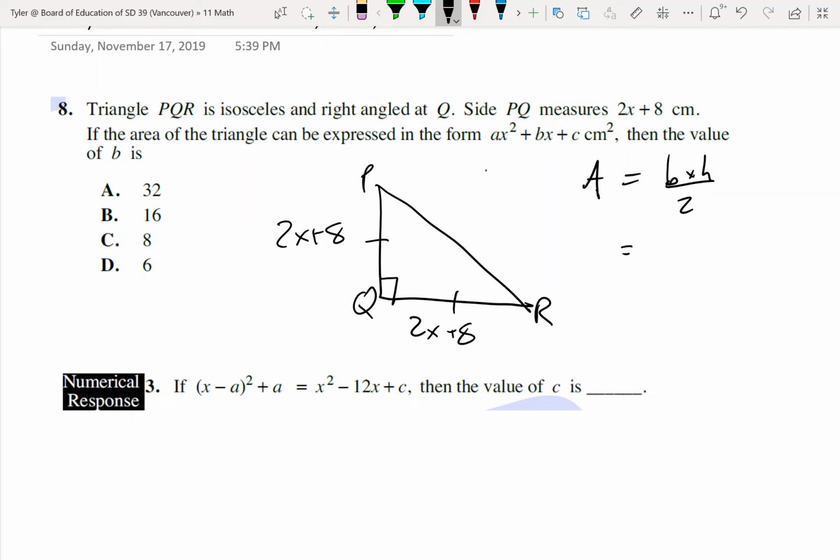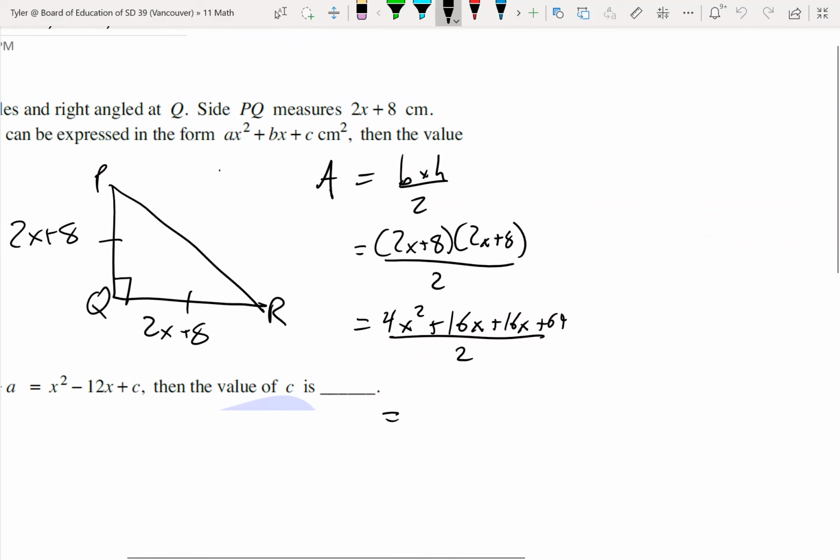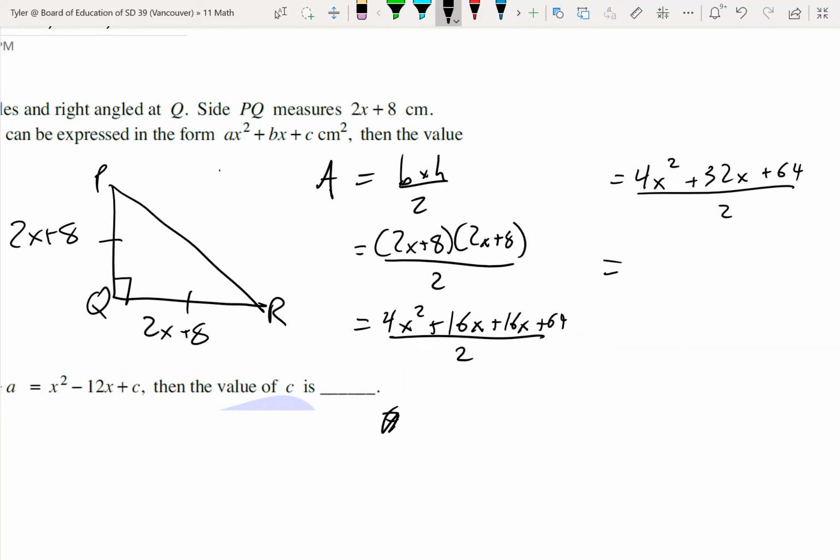Let's sub the numbers in for what we know. Base and height are actually the same. This is the base of the triangle, and this is the height. So it's going to be (2x plus 8) times (2x plus 8) divided by 2. Let's distribute and solve: 4x squared plus 16x plus 16x plus 64, divided by 2. Again, let's collect: 4x squared plus 32x plus 64, divided by 2. I'm going to divide all the terms by 2 to get rid of this, so it becomes 2x squared plus 16x plus 32. So that is my formula for area.